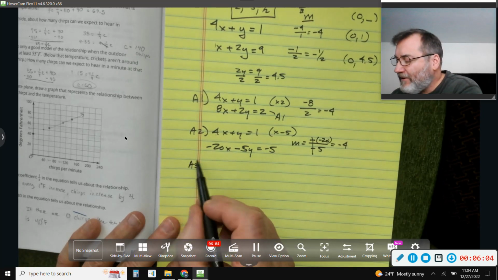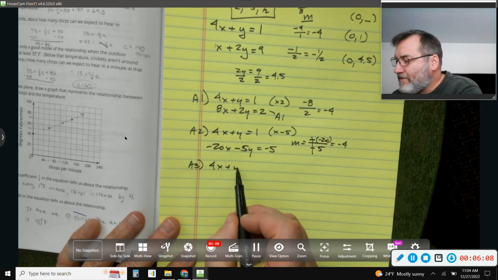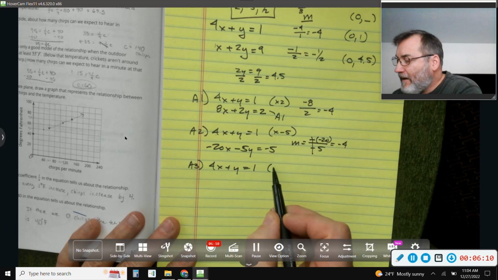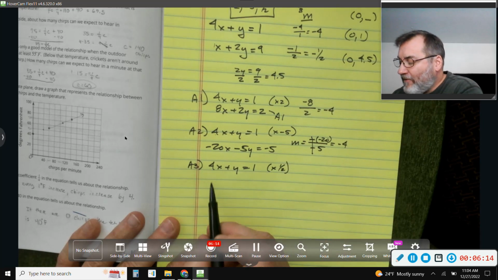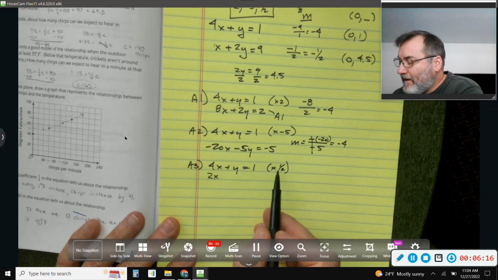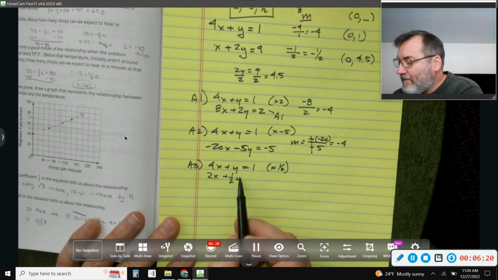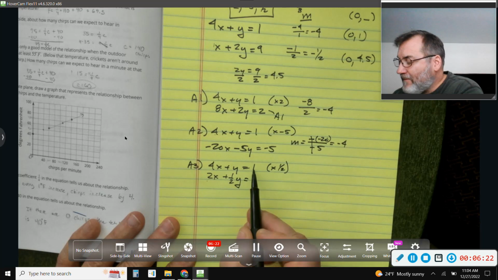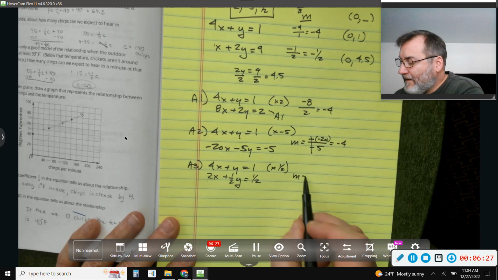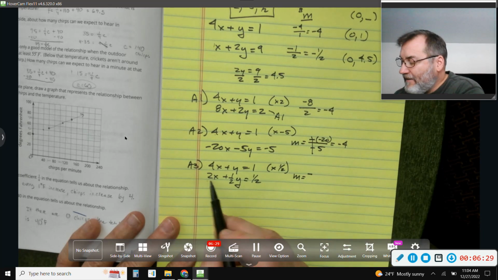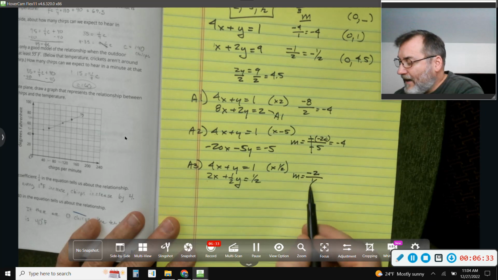And let's look at A3. Let's see if fractions work. So I got 4x plus y equals 1. I'm going to multiply everything this time by a half. So 1/2 of 4 would be a 2x. 1/2 times 1, that's just 1/2 y. And 1/2 times a 1 here is just 1/2. Okay, let's look at the slope. So sign change of a, so that's a negative 2, divided by b, which is 1/2.